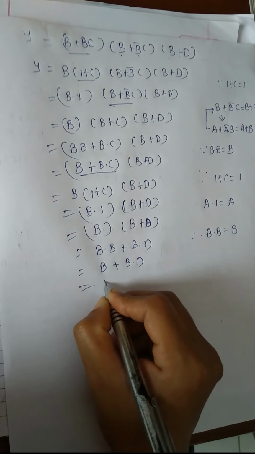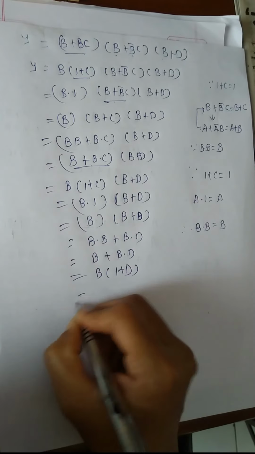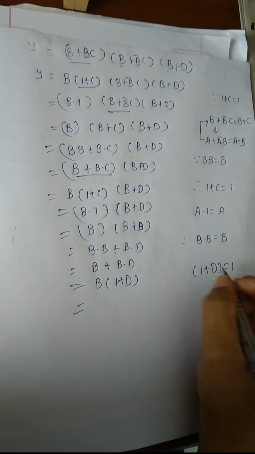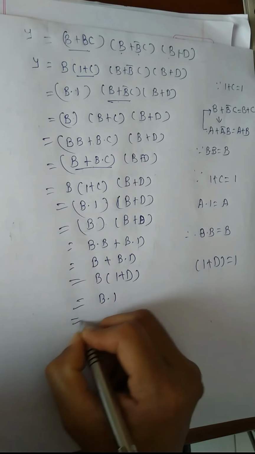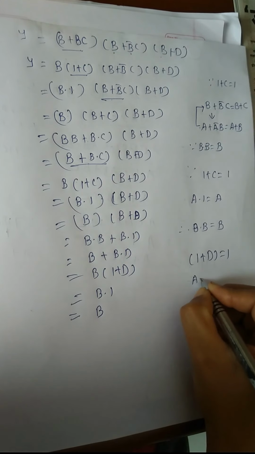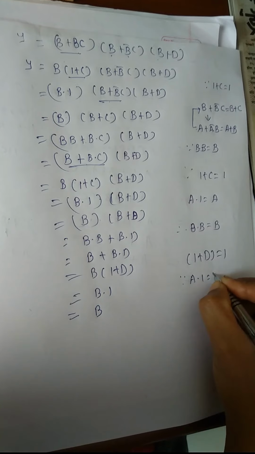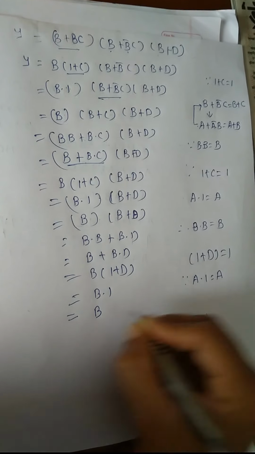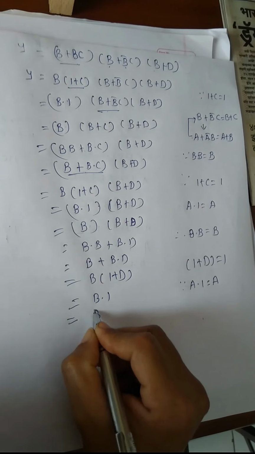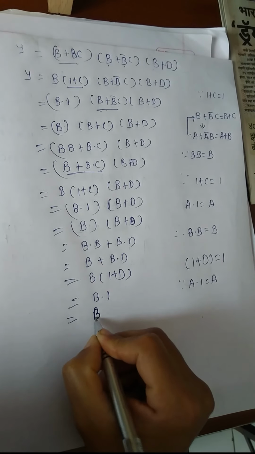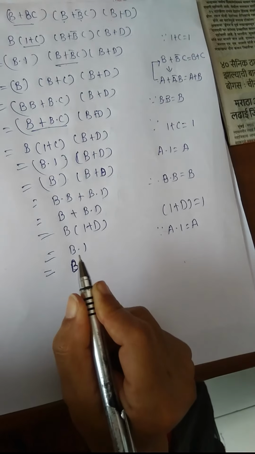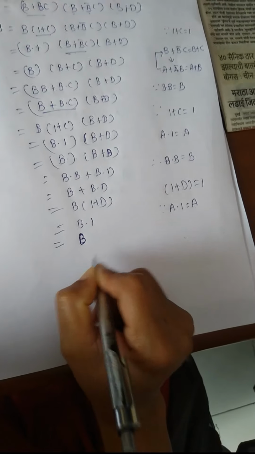In these two terms, take b common, 1 plus d. So 1 plus d is equal to 1, by that law 1 plus a is equal to 1. So this term is b into 1, which is again represented as b, since a into 1 is a. So for this expression we reduce, the answer is b, not a RHS. Only LHS is given, and we reduce that expression.